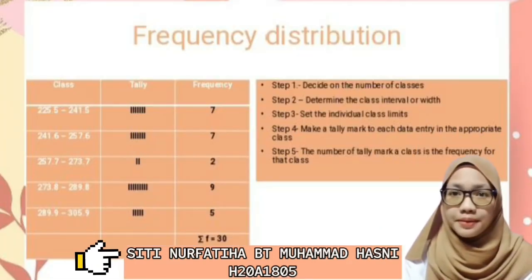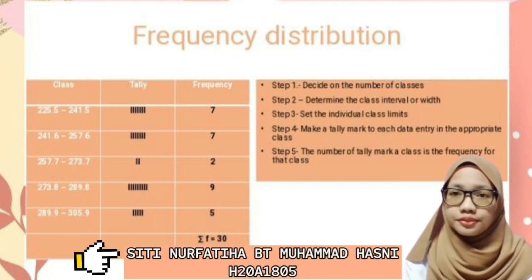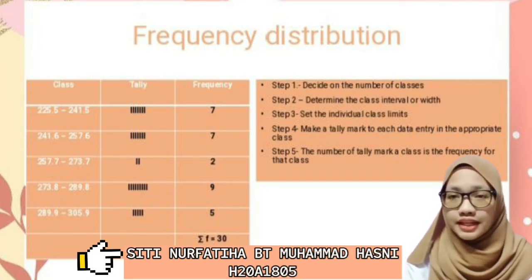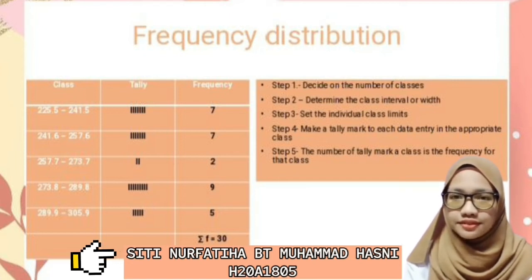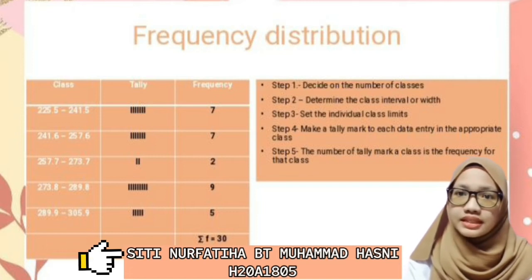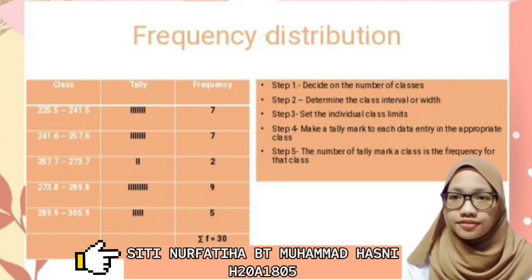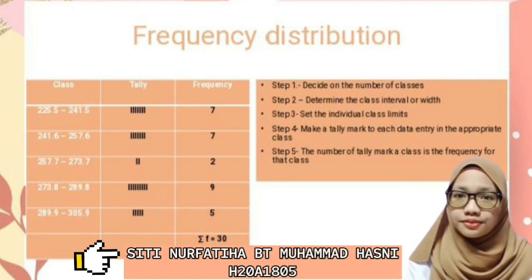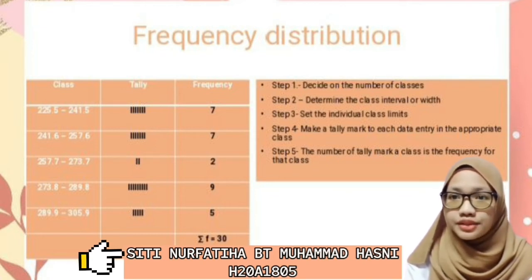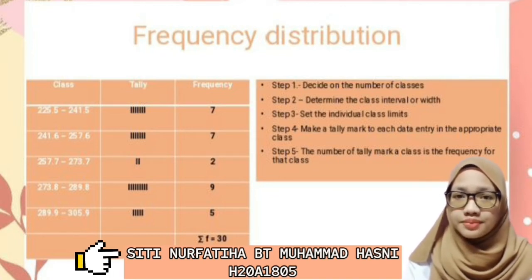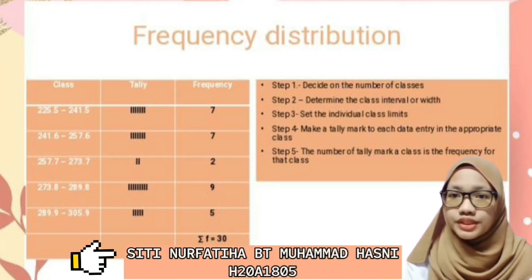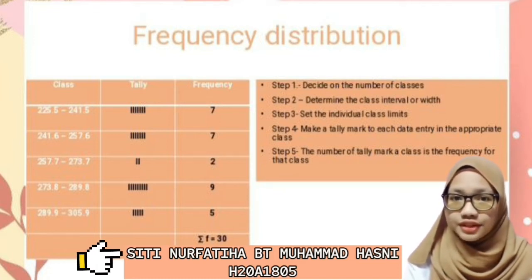But before I make the tables of relative frequency and cumulative frequency, I need to make a table of frequency distribution first. So this is a table of frequency distribution. There are 5 steps to make a table of frequency distribution. As you can see, in the table there are 3 columns, which are classes, tally, and frequency.